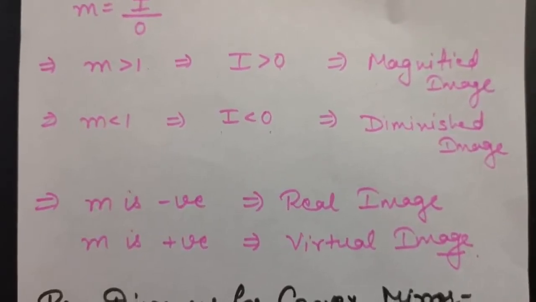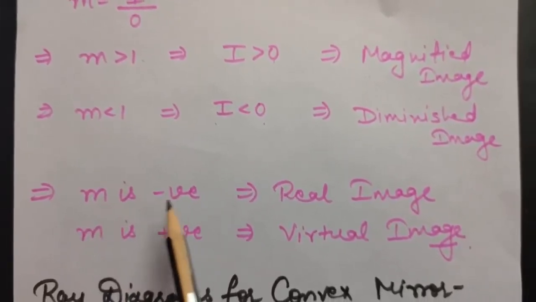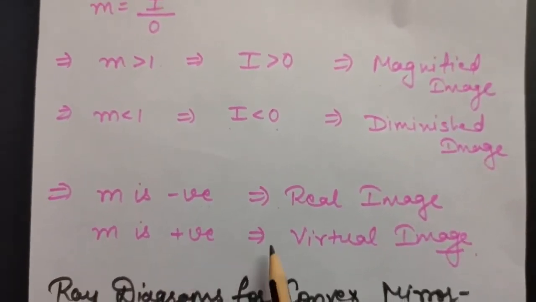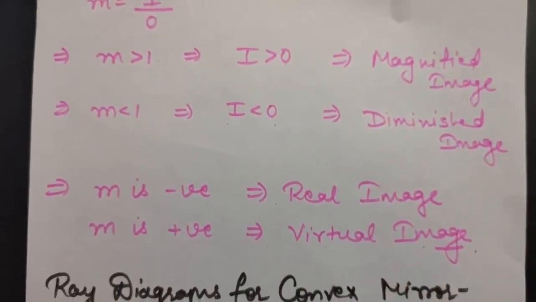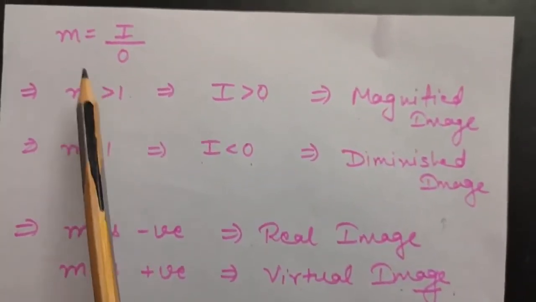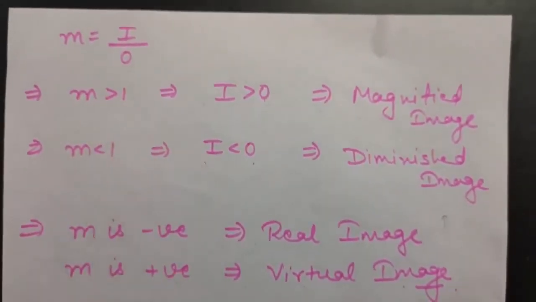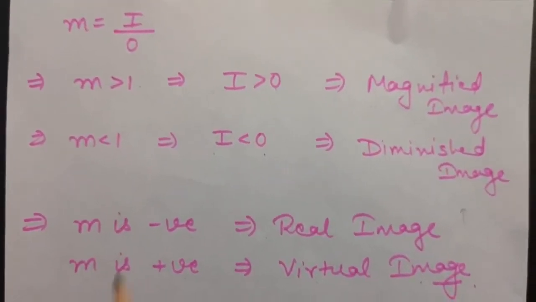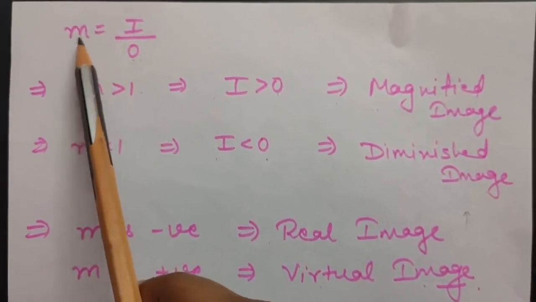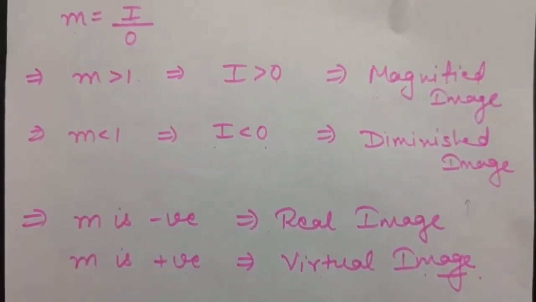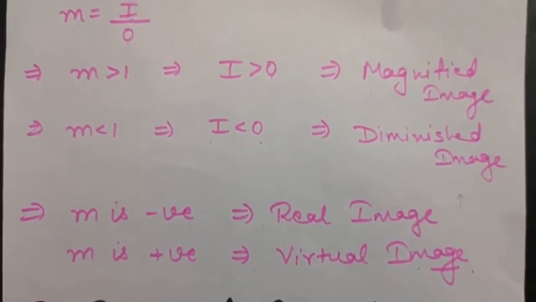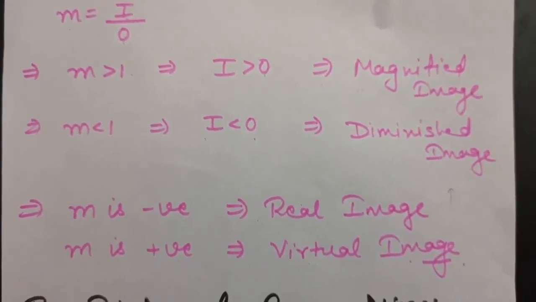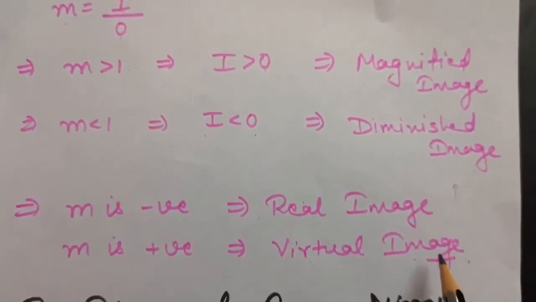Next, if m is negative, then we will get a real image. And if magnification is positive, then we will get a virtual image. And why is it so? Because m is I by O. As I already told you, we take height of object to be always positive. So if O is always positive, magnification will depend on the sign of I. If I is negative, m will be negative, and therefore you will get a real image, or you can say an inverted image. If I is positive, that means you will get an erect image, or you can say a virtual image.